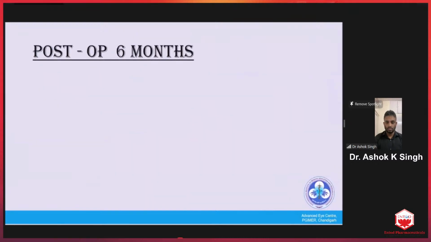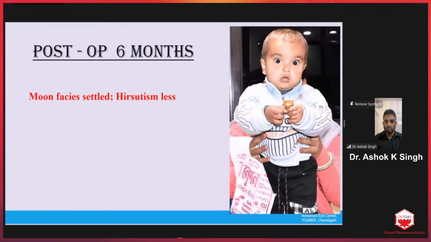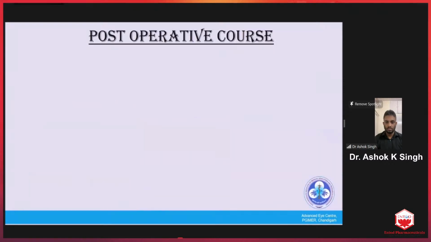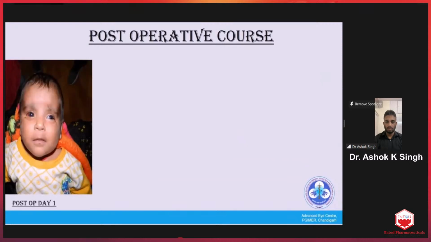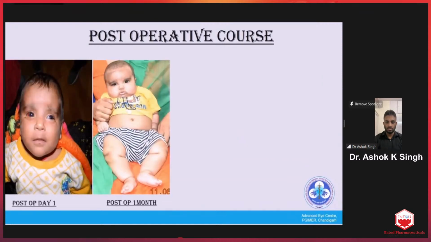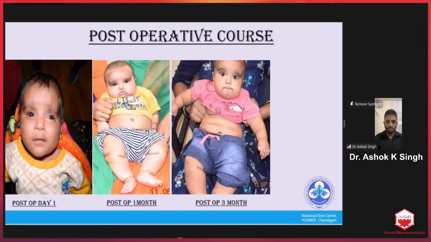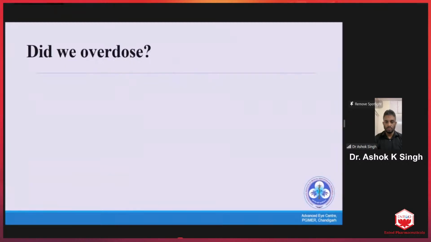At his last follow-up at post-operative 6 months, his moon facies further settled and hirsutism was less. Glaucoma was fine with IOP of 9 and 8 and bilateral clear cornea. Now let's see how the child fared during the post-operative course. Post-operative day 1, he was pretty much normal. At 1 month, he developed Cushing syndrome. Then post-operative 3 months and further follow-up.